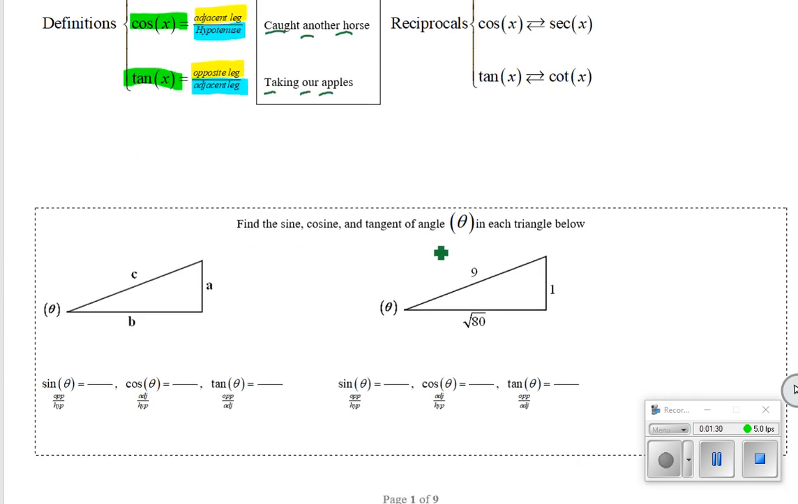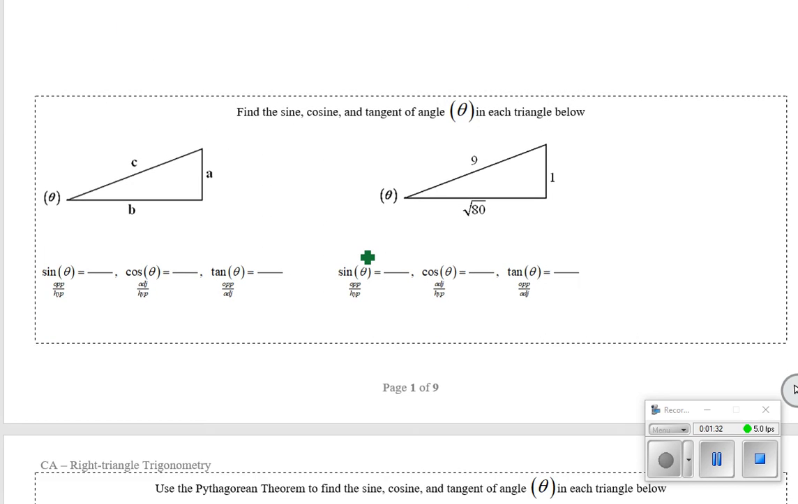Let's look at an example here. We know that the sine is the opposite leg divided by the hypotenuse. In a right triangle, the hypotenuse is easy, it's the slanted one. Which side is on the opposite side of that angle? Well, that would be A. That's the opposite. And of course, adjacent means next to, so B would be the adjacent leg. And the sine then would be A over C.